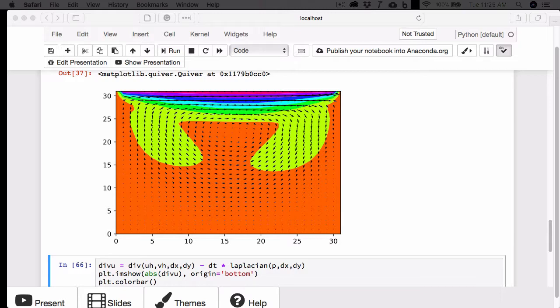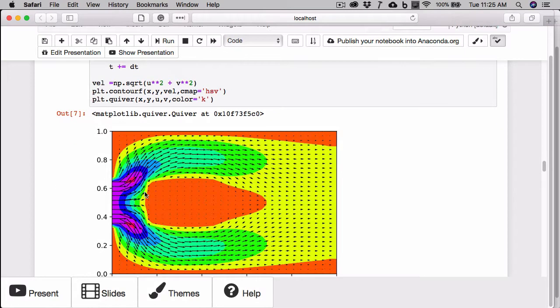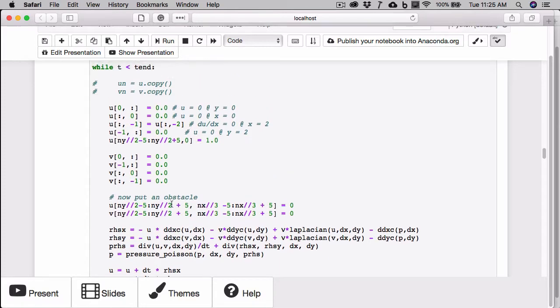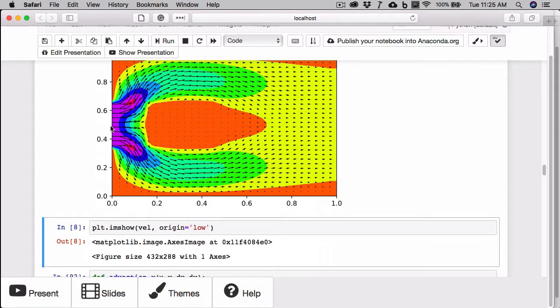I'll just show you the results from that one. Jet flow actually over a square. And yeah, this is using the same code, but with some different boundary conditions. It's the same code, DDXC, etc. Except that I have flow coming in here, and there's a little square over here, and then there's flow over the square, and then it's all exiting.